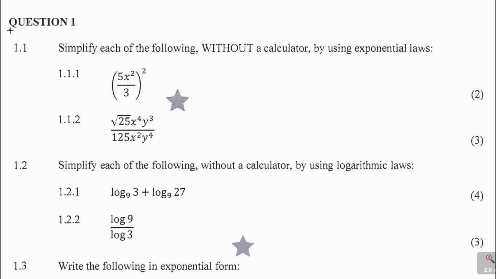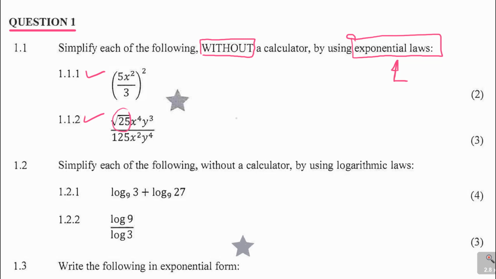Here, the person who set this paper, 1.1, says simplify each of the following without a calculator. You see they emphasize that, without a calculator. Now you need to be sensitive again. They were testing you on the exponential laws, or the laws of exponents. So it means you need to always revise your laws of exponents. The first one was basic, nothing strange or extra. Here is 2 marks. The second one, 1.1.2, was also basic. It just needed you to be a little bit careful on some of these.